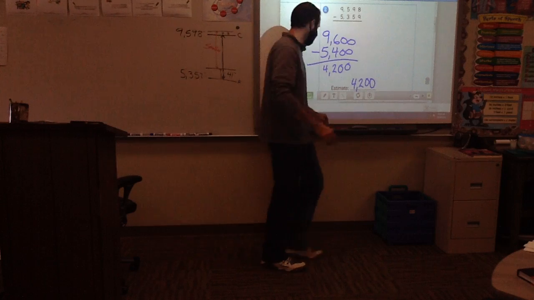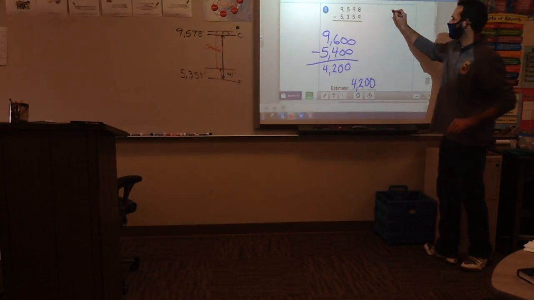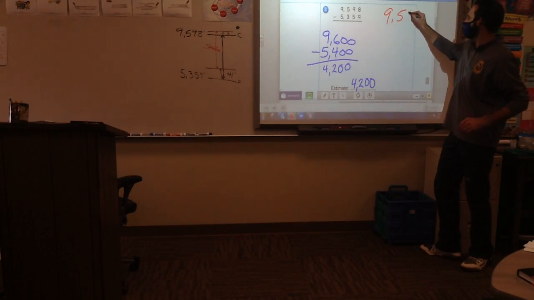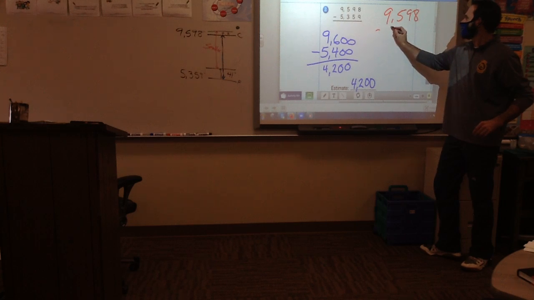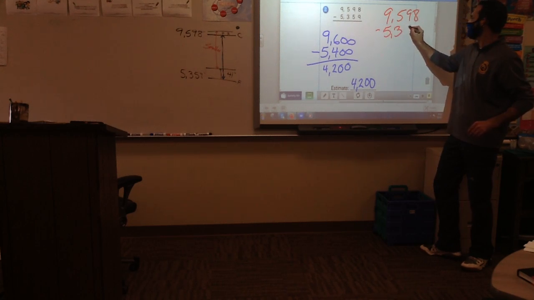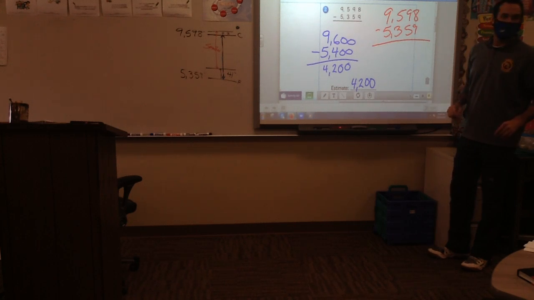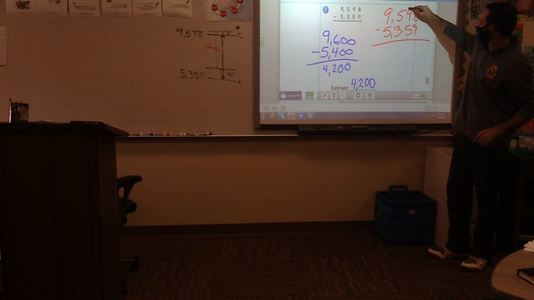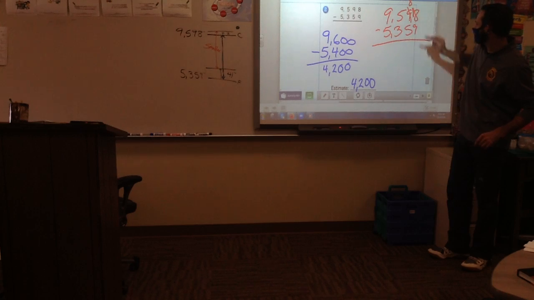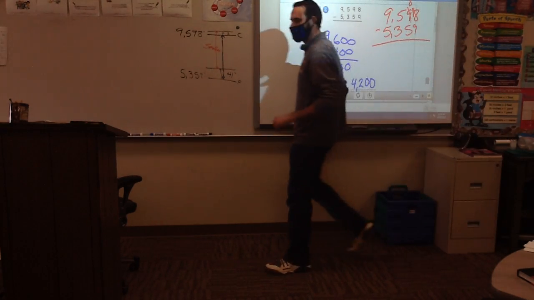Actually solve the subtraction problem then. Now we're actually solving it. 9,598 minus 5,359. Actually solve that for me. Remember, you're going to have to regroup here. We cross out the 9, we make it an 8. We bring that 10 that we just got, 10 ones, over here to make that 18. Go ahead and finish it.